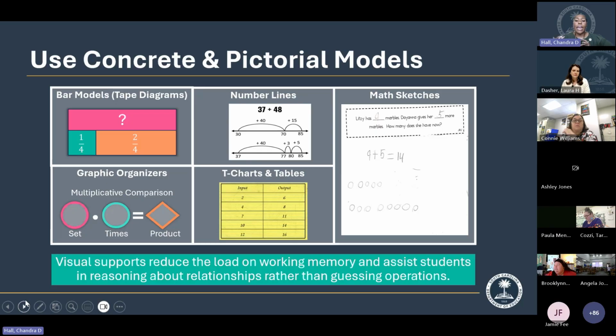Okay, we want to call them math sketches, not drawings, because a lot of times when we tell students to draw something, they want to focus in on the details and making it all pretty. They see it as art and we don't have time for that. So math sketches might be something you might want to use with your students instead.